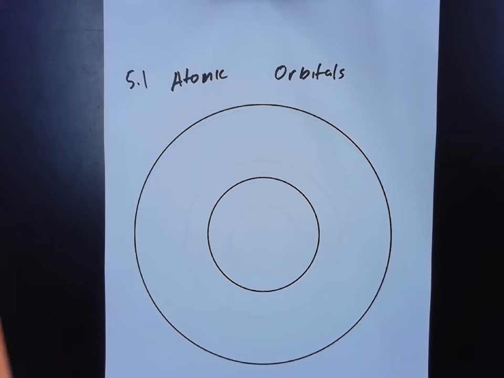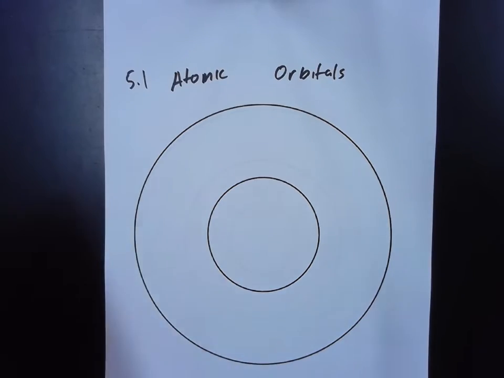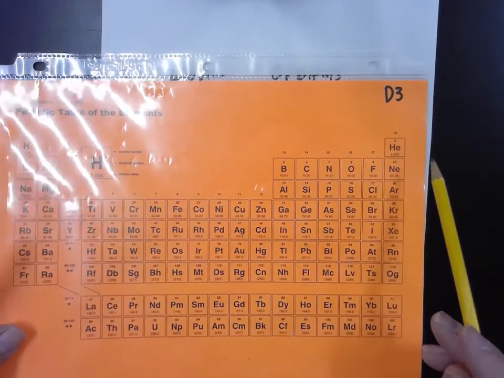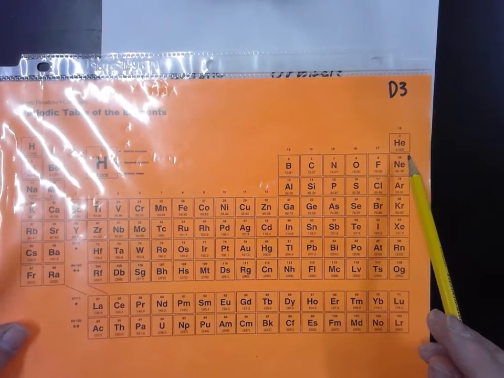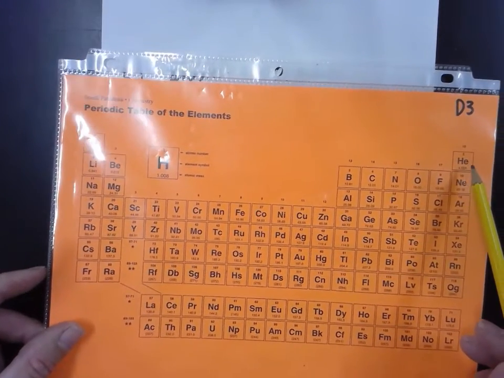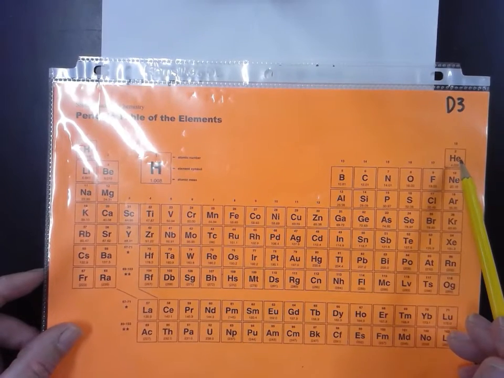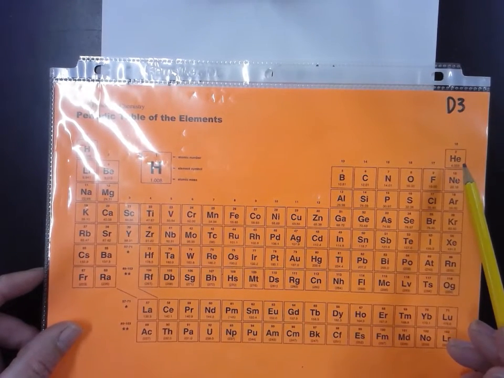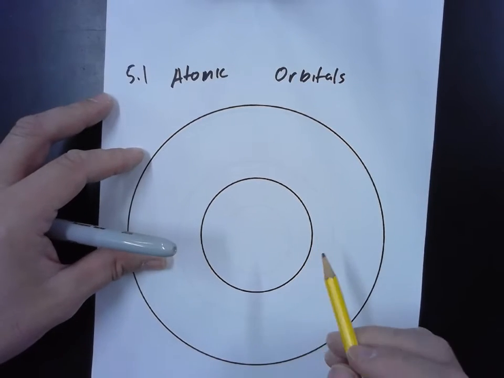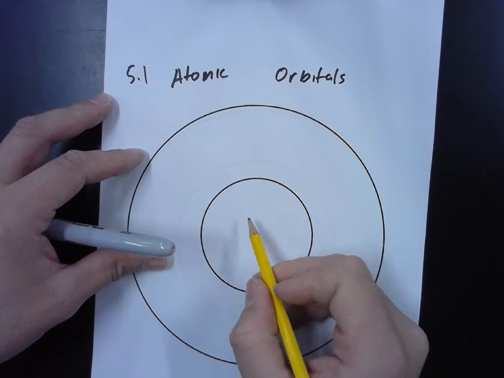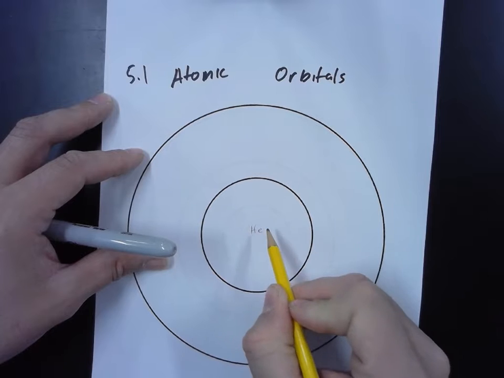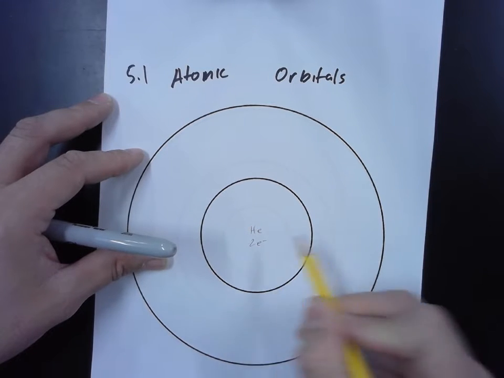Here's how I like to think about it. Let's start by looking at a simple example, maybe the simplest example: helium. Helium's atomic number is 2, so it's got 2 protons and 2 electrons. What the orbitals tell you is where to place these electrons. I like to think about the nucleus being down here, and that says helium. I'm going to write 2 electrons, like so.